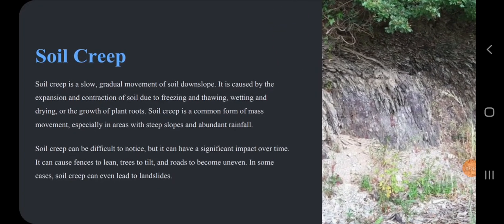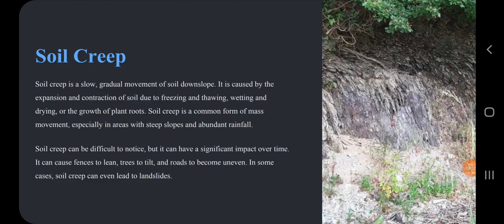Soil creep. Soil creep is a slow, gradual movement of soil downslope. It is caused by the expansion and contraction of soil due to freezing and thawing, wetting and drying, or the growth of plant roots. Soil creep is a common form of mass movement, especially in areas with steep slopes and abundant rainfall.